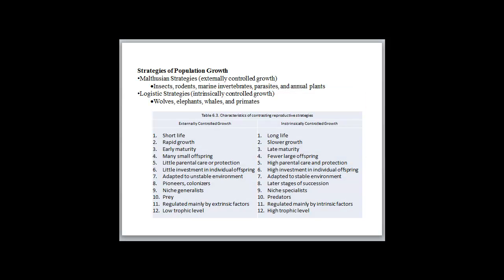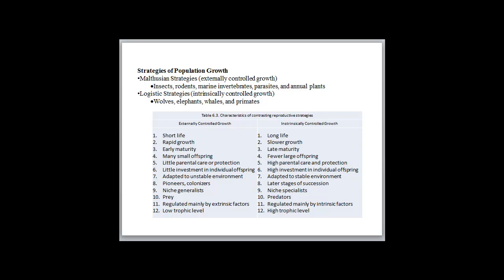All right, now, just underneath the survivorship curves, we're going to talk about these abilities or strategies for species to increase their population. Okay, the strategies, they're externally controlled, meaning that you have external things that control your population growth. Okay, and these are usually insects, rodents, invertebrates, parasites, plants. They are controlled by external factors.